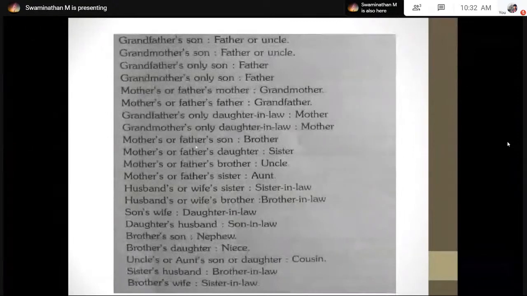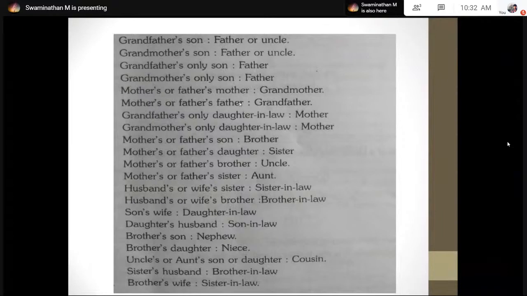Now you get these 4 first. Sorry for the interruptions. Okay, if these 4 are clear, then I'm moving on.